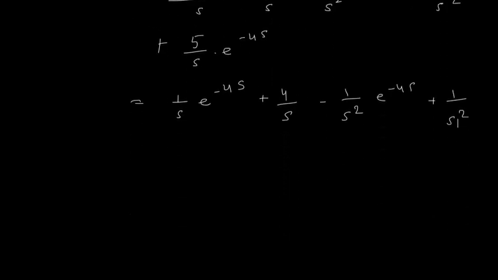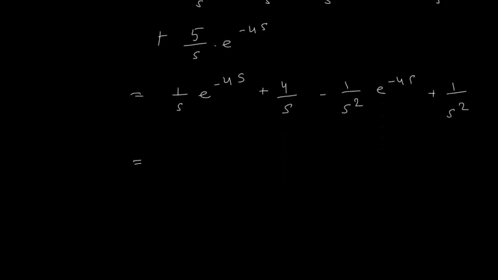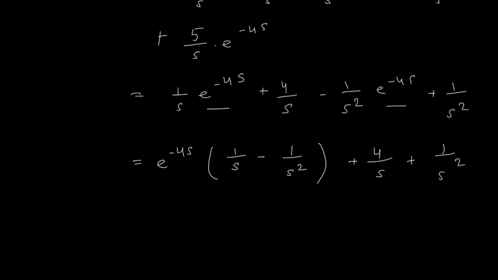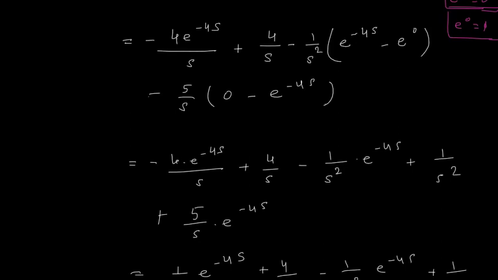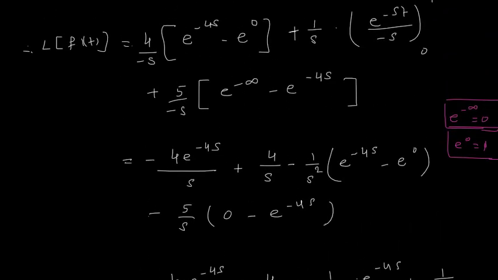If you want to simplify it further, you can take this e power minus 4s common. So if I take e power minus 4s common, I will get 1 upon s in one bracket minus 1 upon s square, then plus 4 upon s plus 1 upon s square. Okay, this is our final answer. Now let us check once again if everything is proper, or again I am making some mistake.